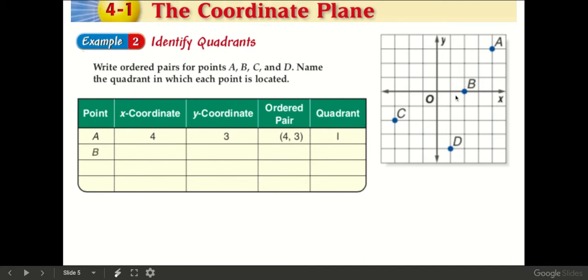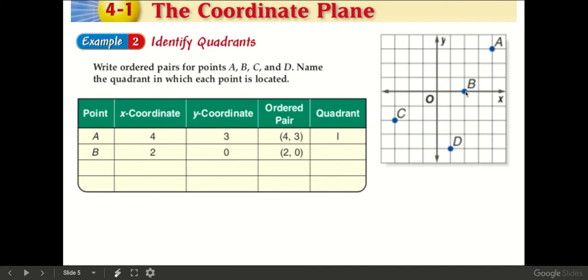So point B has an x-coordinate of positive 2, because it's 2 to the right, and then a y-coordinate of 0, because if you notice, it doesn't go up and down at all. And so that ordered pair would be listed as (2, 0), right? Parentheses 2, comma 0.